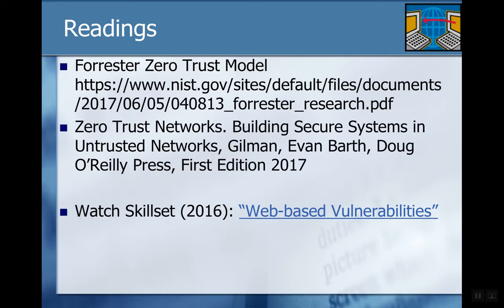There's also a book that's out. O'Reilly Press came out last year with Zero Trust Networks: Building Secure Systems in Untrusted Networks, which can be found online if you want to read more information about this.